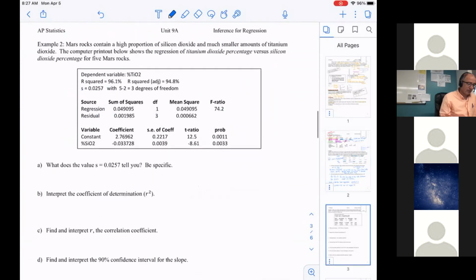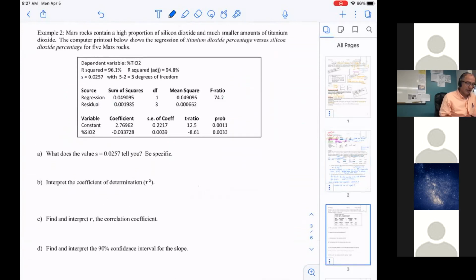Example 2. Mars rocks contain a high proportion of silicon dioxide and much smaller amounts of titanium dioxide. The computer printout shows the regression of titanium dioxide percentage versus silicon dioxide percentage for 5 Mars rocks. So if we go back and pick out what we need, here's my constant, 2.7962. That is going to be my y-intercept. It looks like the percent of silicon dioxide is going to be my explanatory variable, and it has a slope. When we go to write that later on, those are the pieces we're going to get. Now question A: what does the value S equals 0.0257 tell us?